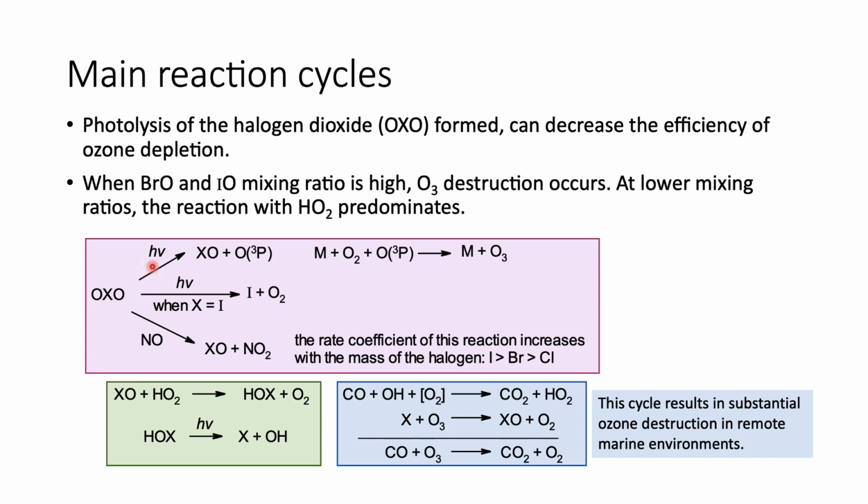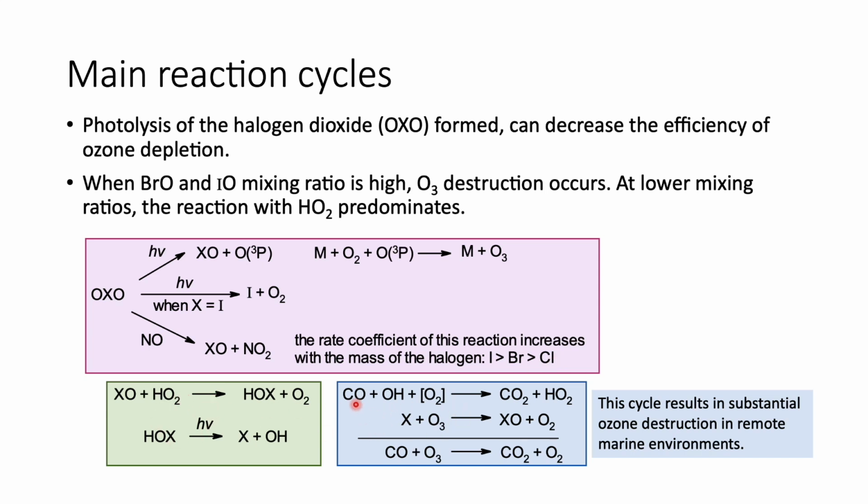So XO can react with h nu, that is in the presence of photons, they form X and triplet oxygen is also formed. And OXO, when it reacts with h nu, when X is iodine, gives iodine and oxygen. When nitrogen oxide is present, it gives XO and NO2. So basically the rate coefficient for this reaction increases with the mass of the halogen, with iodine having the highest reactivity, followed by bromine, followed by chlorine. There are also other reactions which are involved.